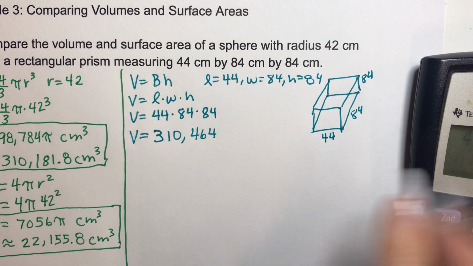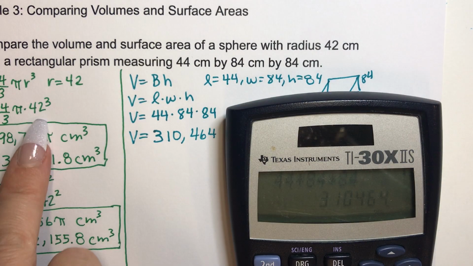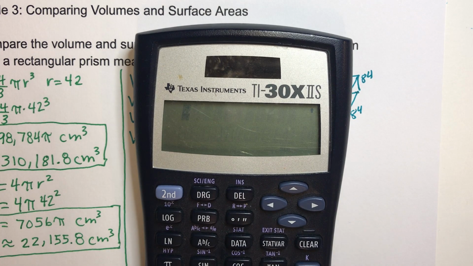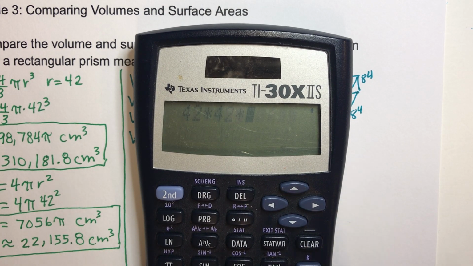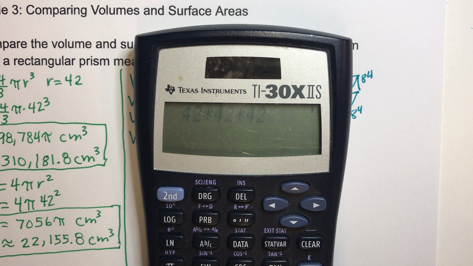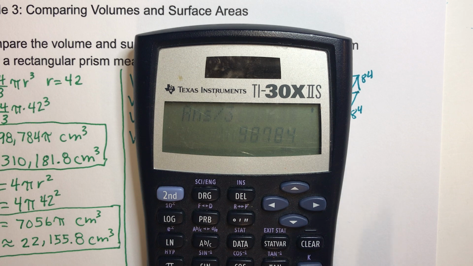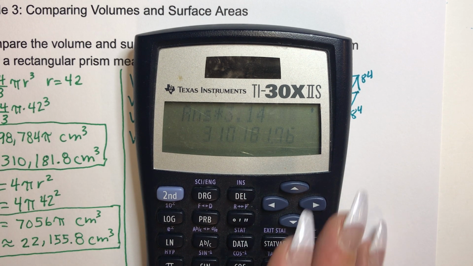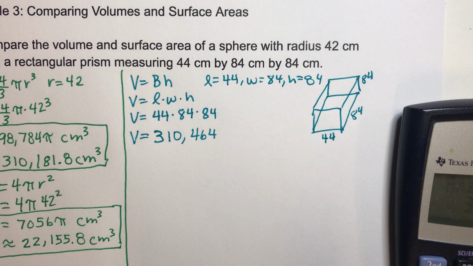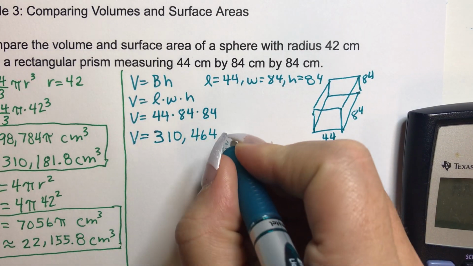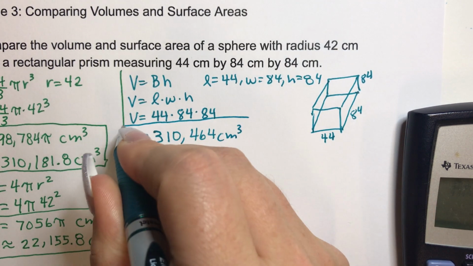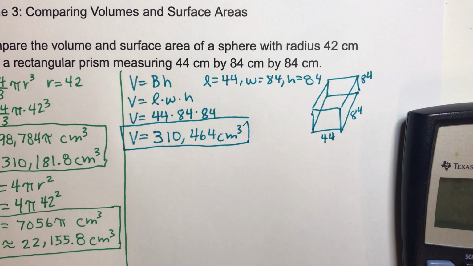Yeah, that's right. And then this is 42. Let me calculate this again. 42 times 42 times 42 equals that times 4 divided by 3 times 3.14. And yeah, so these numbers are right. This would be centimeters cubed. So very, very similar, but just a little bit off.